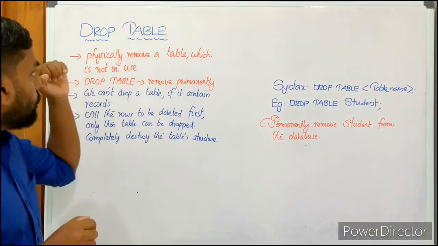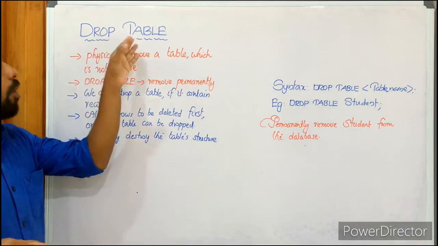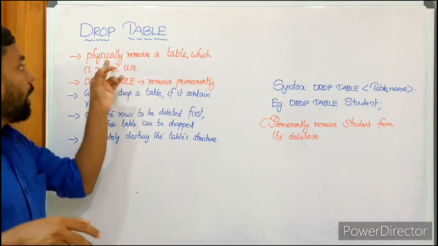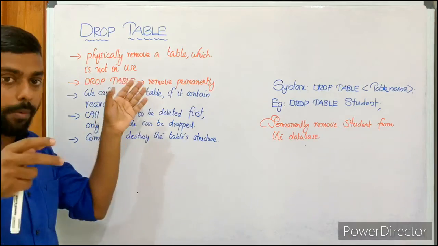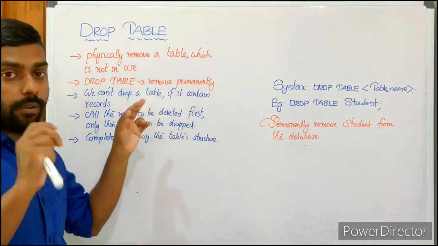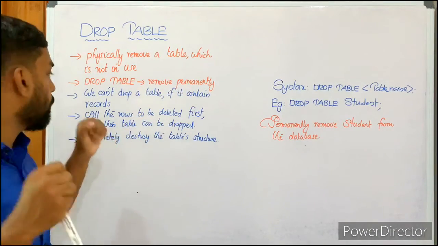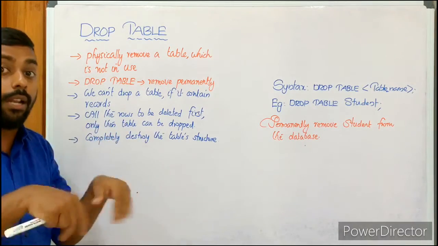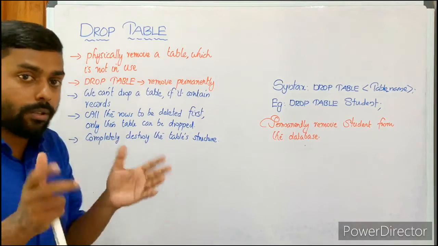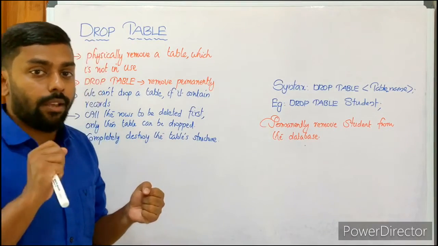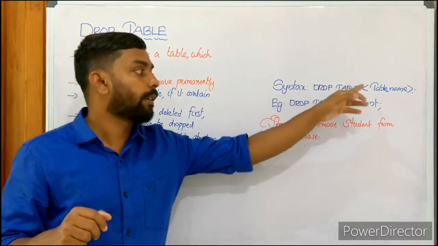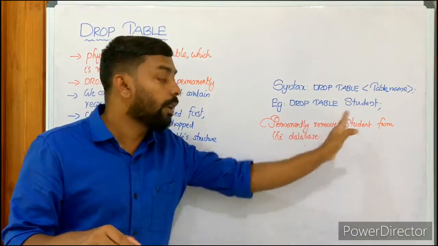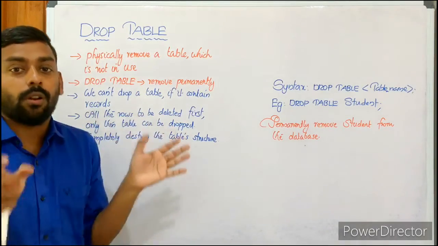So let's have a quick revision. Drop table is used to permanently remove the table from the database, and to physically remove a table which is not in use. We cannot drop a table if it contains data, so we have to delete the rows first. Then it completely destroys the table's definition or structure. The syntax is drop table, table name, for example drop table student. It permanently removes the student table from the database, and no reference exists anymore.